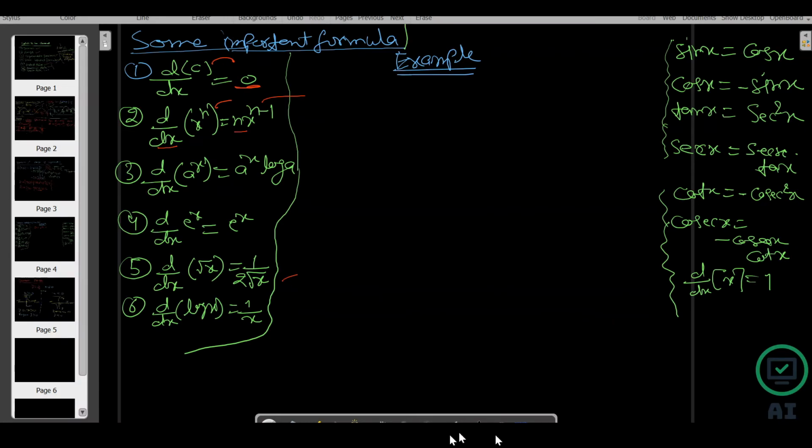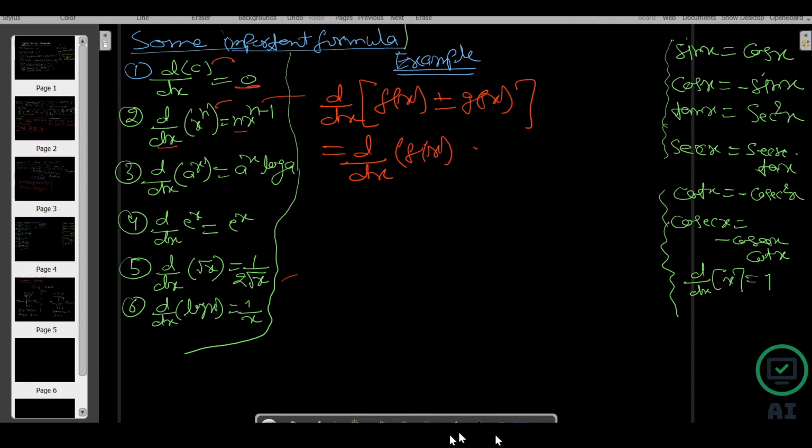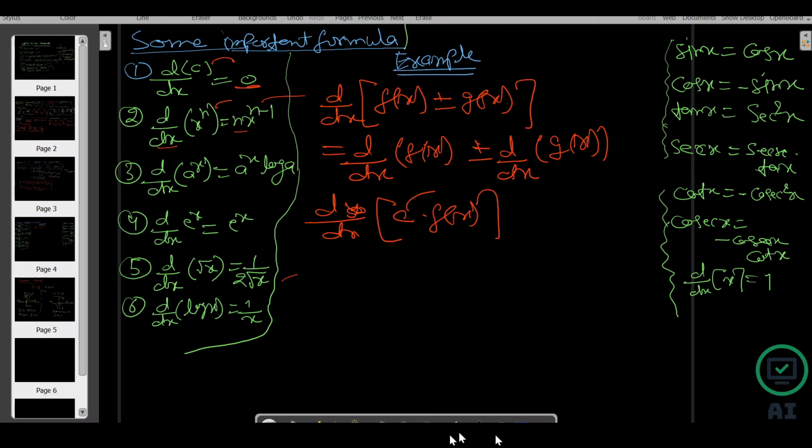So if you have a function like d by dx of f(x) plus or minus g(x), we can do it like d by dx f(x) plus or minus d by dx g(x). So you can do like that. If you have d by dx of c times f(x), that means a constant and then a function, you can take the constant out, and differentiate f(x) like this.